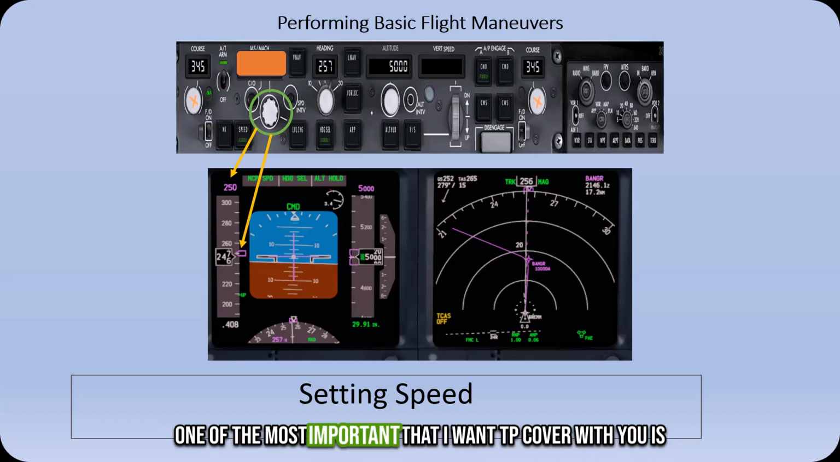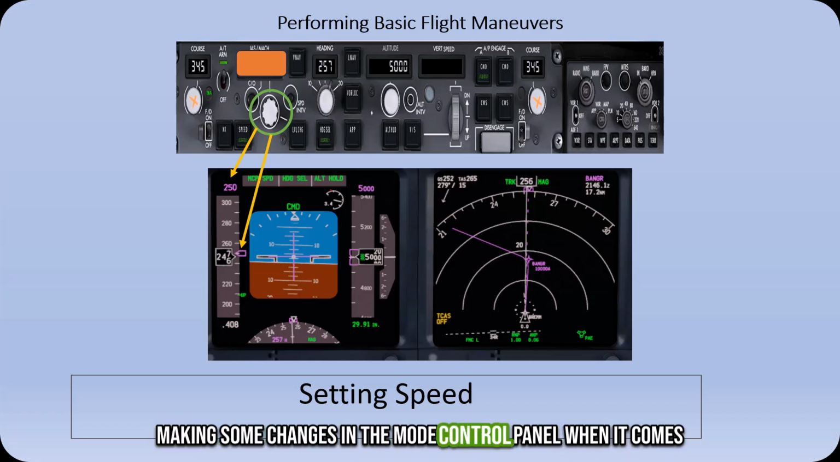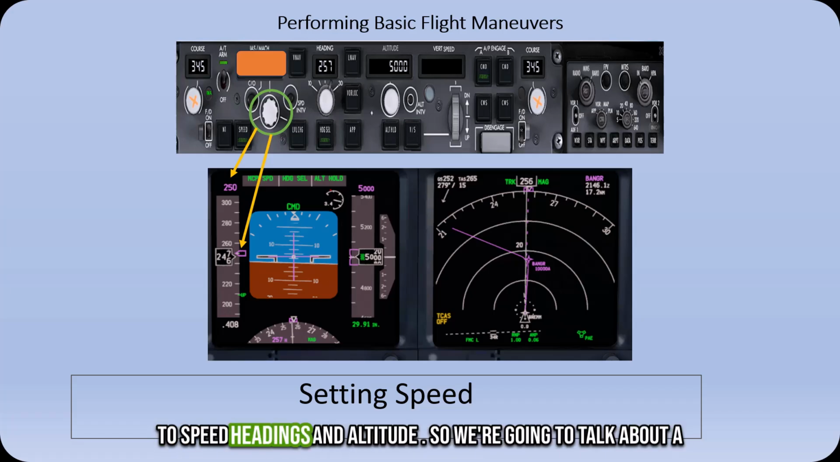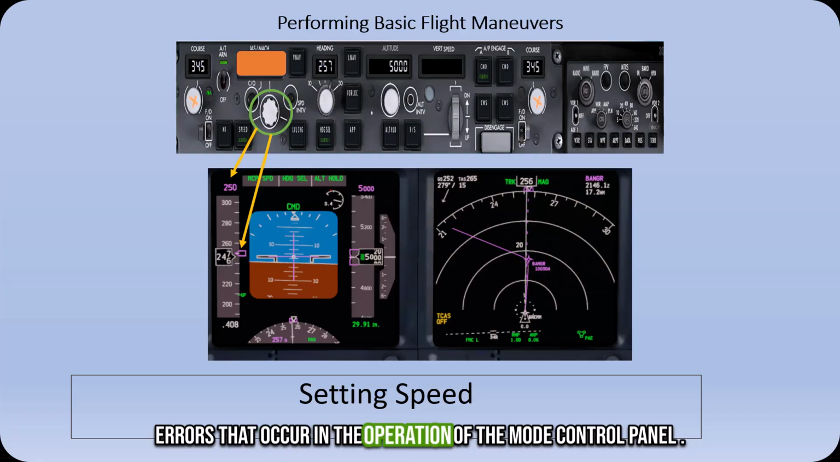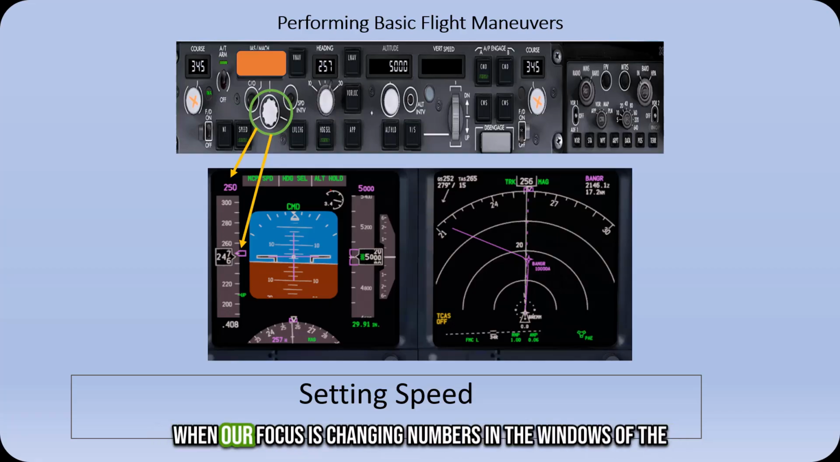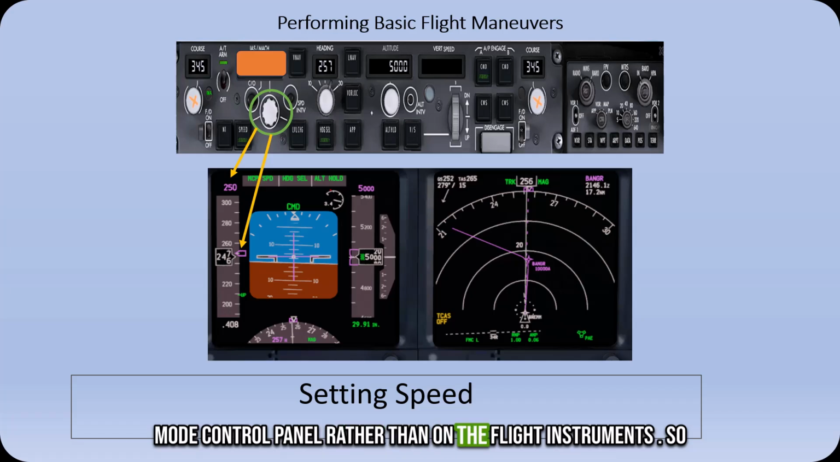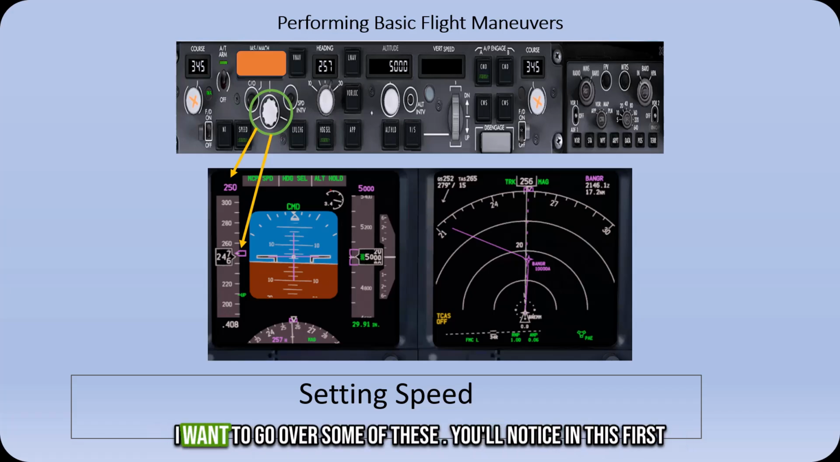Now, one of the most important that I want to cover with you is making some changes in the mode control panel when it comes to speed, headings, and altitude. So we're going to talk about a technique here that if you establish this early in your training and in your mindset, it will prevent some of the common errors that occur in the operation of the mode control panel when our focus is changing numbers in the windows of the mode control panel rather than on the flight instruments. So I want to go over some of these.